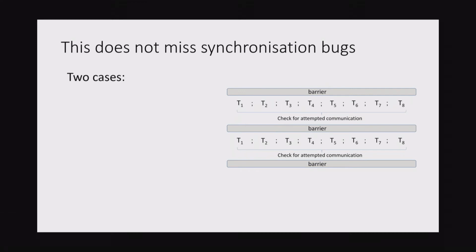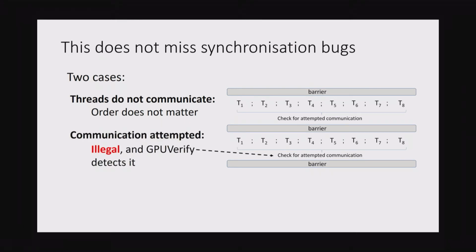And this doesn't miss any synchronization bugs, because there are two cases. There's one case where the threads don't communicate. If they don't communicate, then it doesn't matter which order they executed, because they can't influence each other. The state of the program at this barrier will depend only on the state of the program at the previous barrier, because the threads are going to run without talking to each other and get to the next barrier, so they can't influence each other. If they do influence each other, that means they've tried to communicate, and that's not allowed, and we are going to detect it through this checking for attempted communication that I'm not going to be able to go into the details of here. So either way, we're going to be okay. We're going to find there's a problem, or there is no problem, and then this order is just as good as any other order we would have chosen.